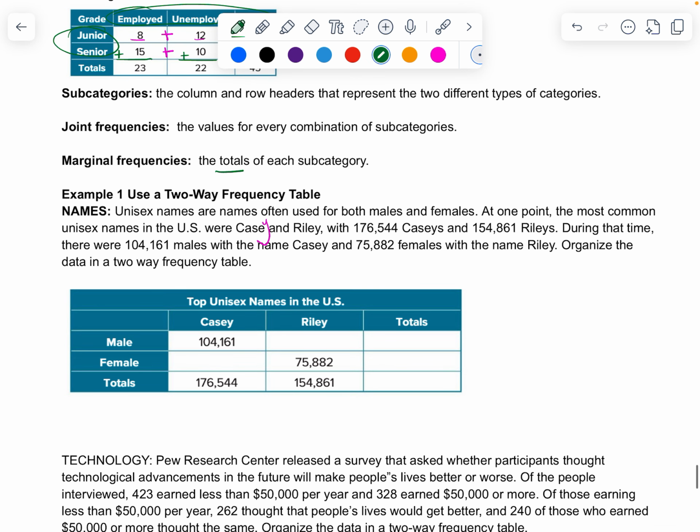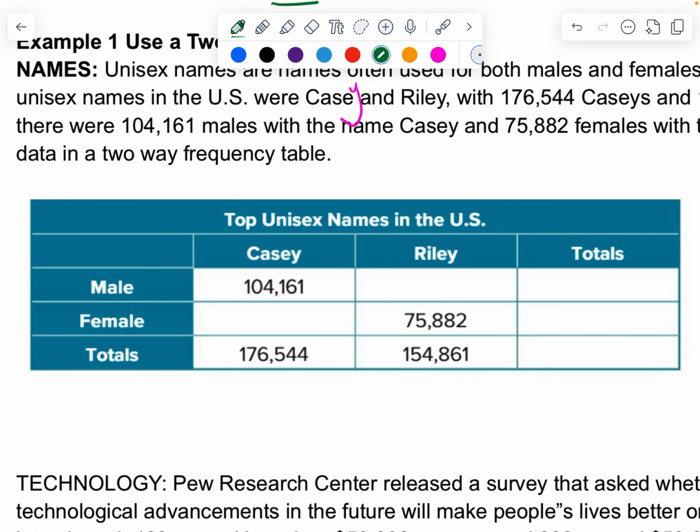Unisex names are often used for both males and females. At one point, the common unisex names in the U.S. were Casey and Riley, with 167,544 Caseys and 154,861 Rileys. During that time, there were 104,161 males with the name Casey and 75,882 females with the name Riley. So they've put that information into this two-way table.